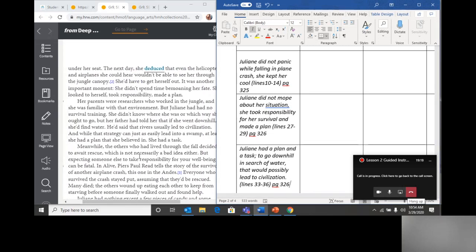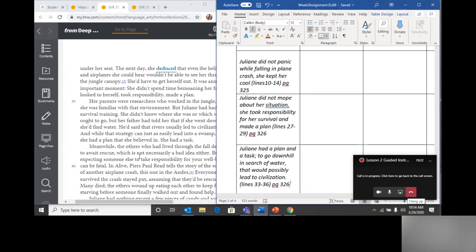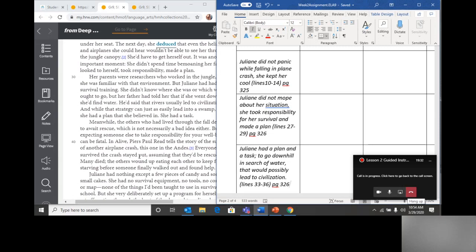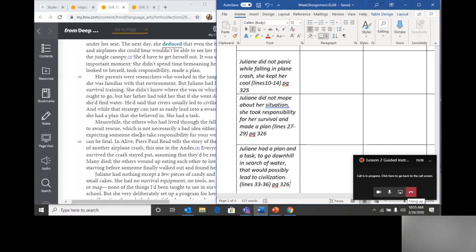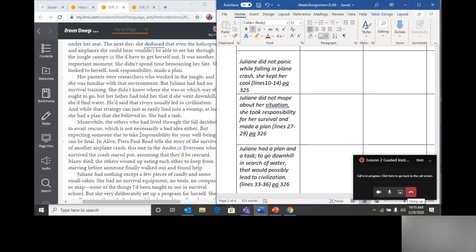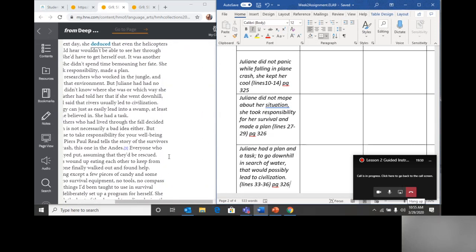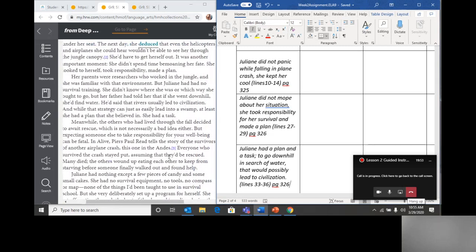Meanwhile, the others who had lived through the fall decided to await rescue, which is not necessarily a bad idea either. But expecting someone else to take responsibility for your well-being can be fatal, which means it can result in your death. In Alive, Piers Paul Read tells the story of the survivors of another plane crash, this one in the Andes. Everyone who survived the crash stayed put, assuming they'd be rescued. Many died. The others wound up eating each other to keep from starving before someone finally walked out and found help. So these people waited for rescue. Some of them died. Some of them had to resort to cannibalism to stay alive. And the only reason anyone got saved is because someone finally decided to walk out of the situation.